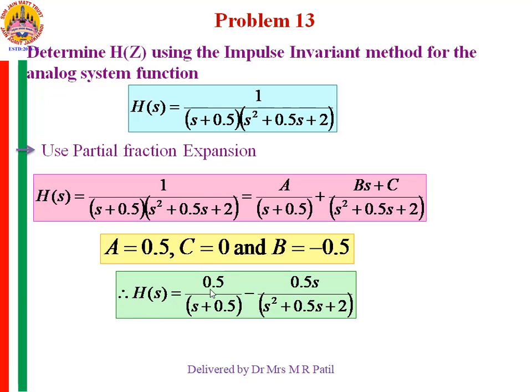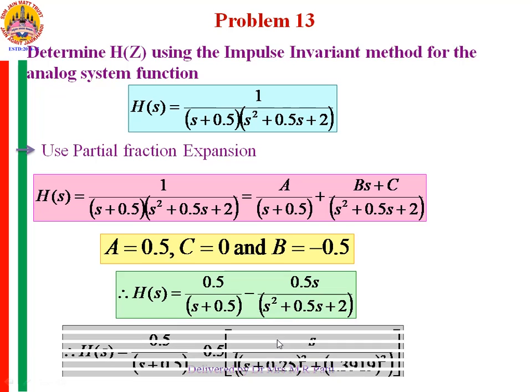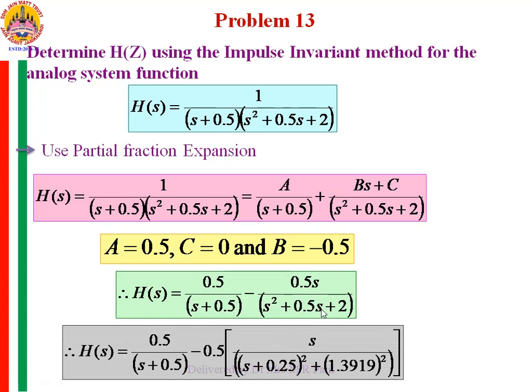Now H(s) is equal to 0.5 divided by (s plus 0.5), minus... now c is 0, b only we have, that is minus 0.5, so this minus sign I am writing here, and this is 0.5 s by (s square plus 0.5 s plus 2). Now let me adjust this for the quadratic equation. This I can directly inverse Laplace transform.